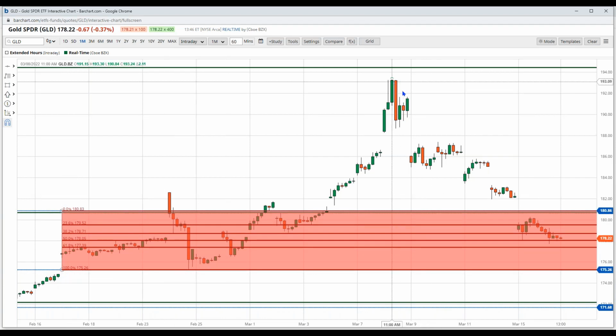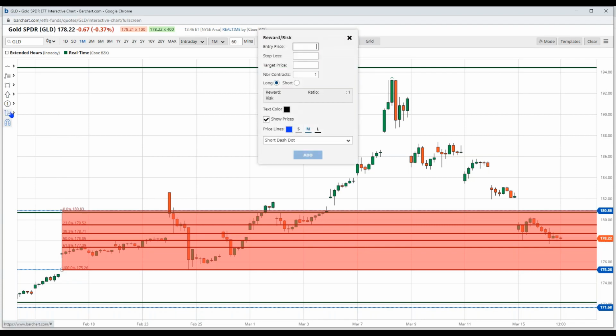Notice that price has now come back into our zone, but where did it fall in that zone? Well, it fell in that deeper penetration, that 50% penetration. So let's look at this in terms of risk reward. Over here down in this tool section, we have a tool called risk reward.